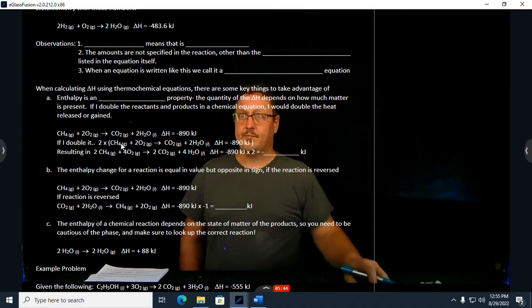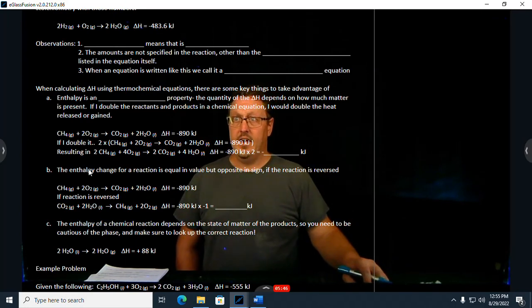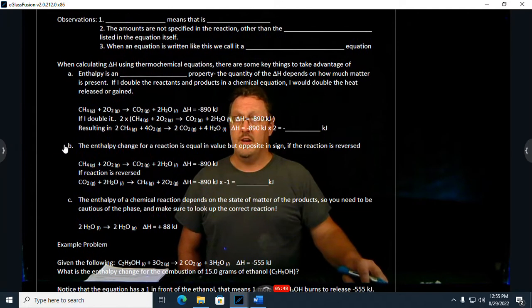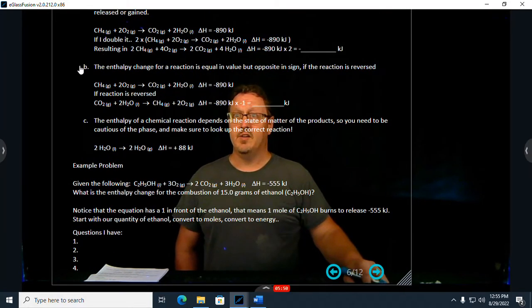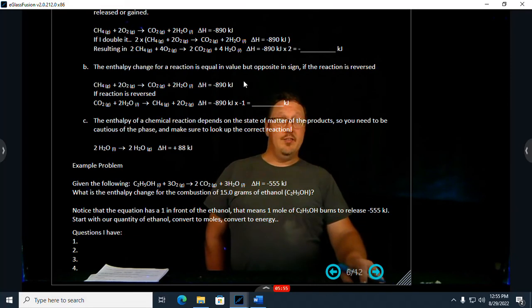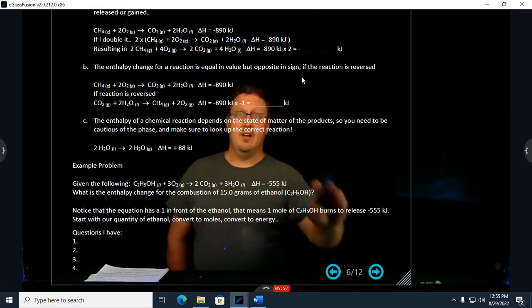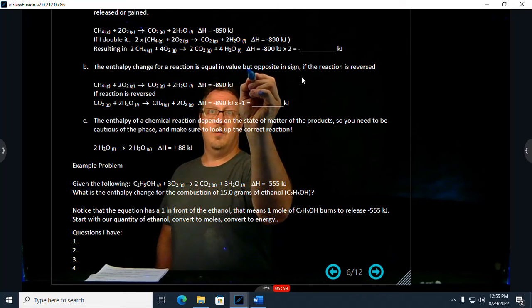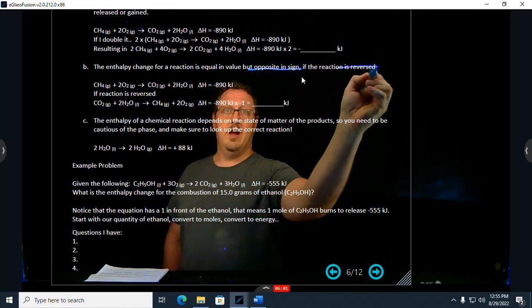Now, here we go. If I have B, which is where we are, right here, I'm going to bring that all the way up because I don't want to do it. The enthalpy change for a reaction is equal in value, but opposite in sign, if we reverse the reaction. So opposite sign if the reaction is reversed.